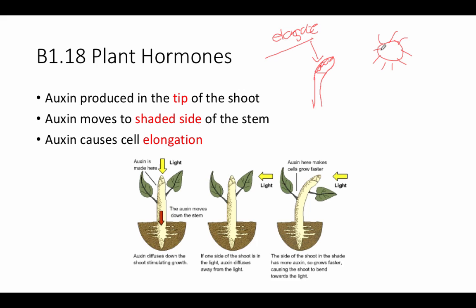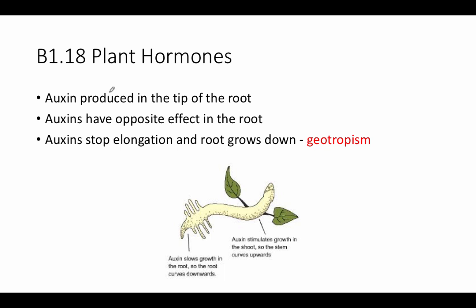Tropism. Now, this can also happen towards the ground. So auxin produced in the tip of the root have the opposite effect in the root. They stop elongation and the root grows down. So they're basically causing the root to grow downwards. Auxin slow the growth in the root, so the root grows downwards. The auxin stimulate the growth in the shoot, so it goes upwards. You've got to remember that they do the opposite effect in the roots, but still cause the root to grow downwards.